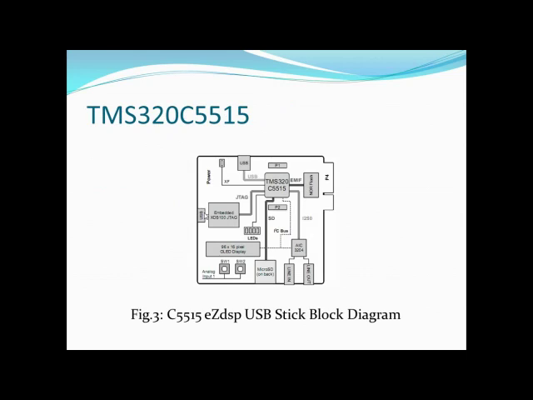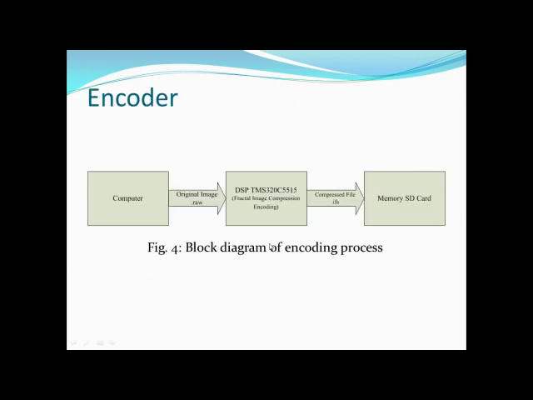Now I show some features of the DSP TMS320C5515. The program will be loaded into this DSP chip, and the compressed and decompressed images will be saved in the micro SD card here. Here is a block diagram of the encoding process. An original image .raw will be transferred from the computer to the DSP and be processed here. The result is the compressed file .efs, which will be saved on the SD memory card.